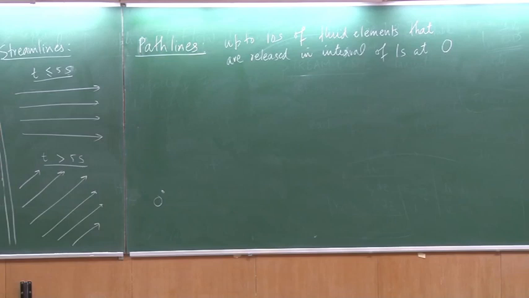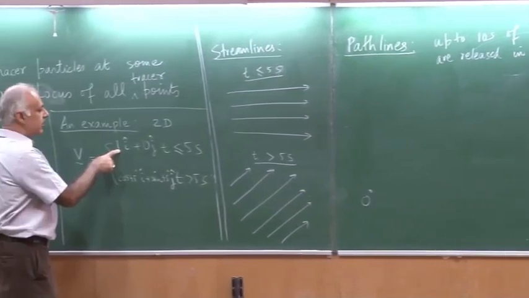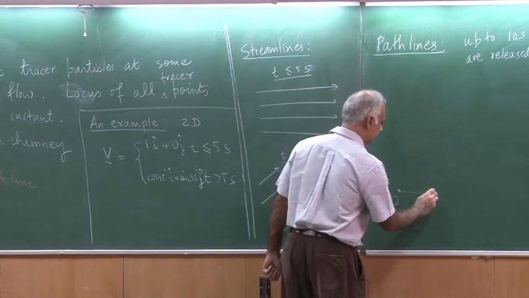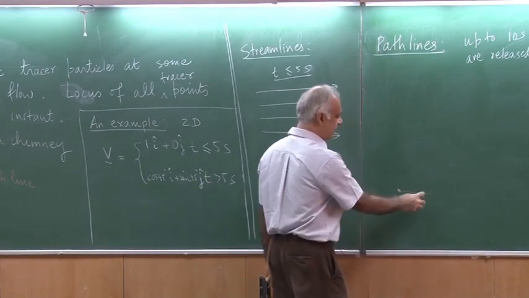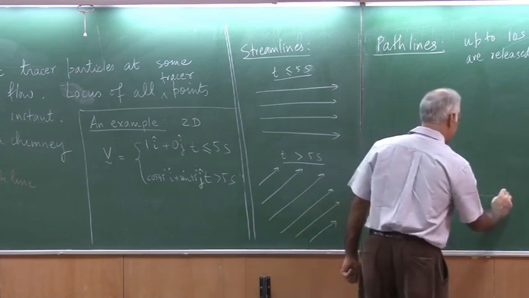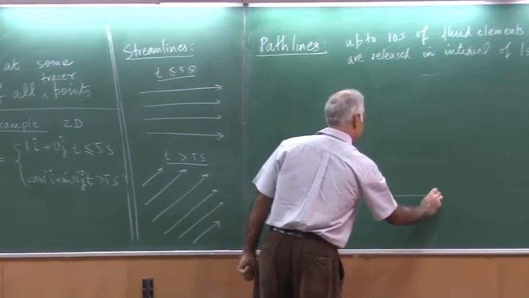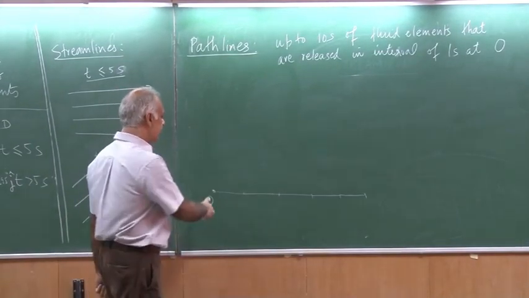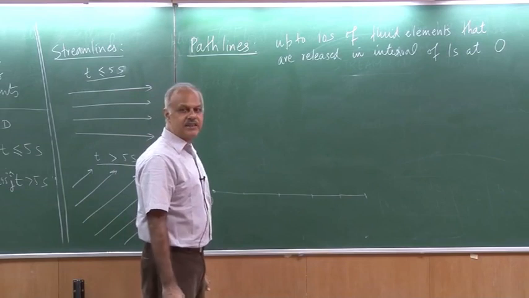Alright, so the first particle is released at t equal to 0, and I want to understand the trajectory of that particle. Clearly it is going to start with a speed of 1 meter per second. So after 1 second it is going to reach a distance of 1 meter, then another 1 meter, 3, 4 and 5. So this is roughly 5 meters it has reached in 5 seconds.